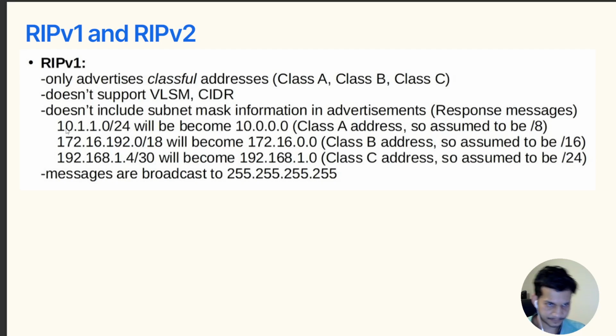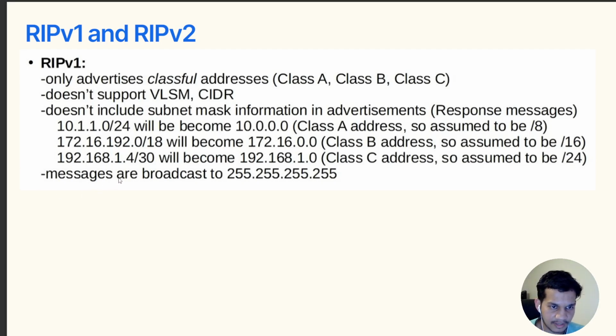So let's take an example. The 10.1.1.0/24 network will become 10.0.0.0. This is a class C network, but it will be represented as class A. The 172.16.192.0/18 network, which is class B, will become 172.16.0.0, so basically all of this will be got rid of. That's the loss. One more example: 192.168.1.4/30 will become 192.168.1.0, which is a class C address, also assumed as /24.